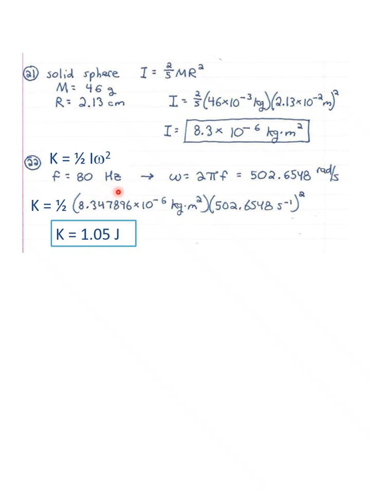And as you hopefully have learned in this class, you should never take, if you can help it, if you can avoid it, don't take a rounded off value and plug it into another formula because you'll get some error there. But the correct answer is 1.05 joules for number 22. And in the multiple choice, the closest answer to that is B.